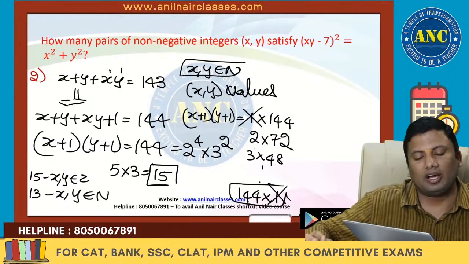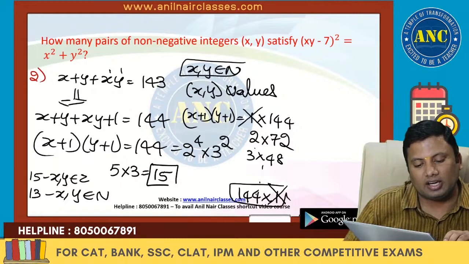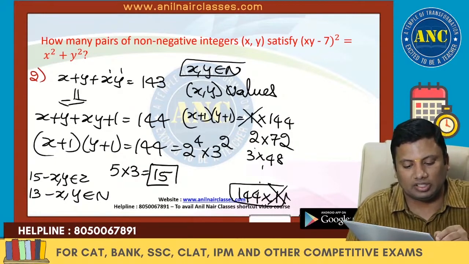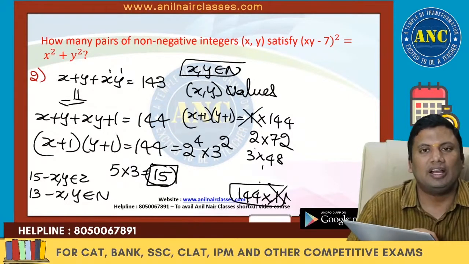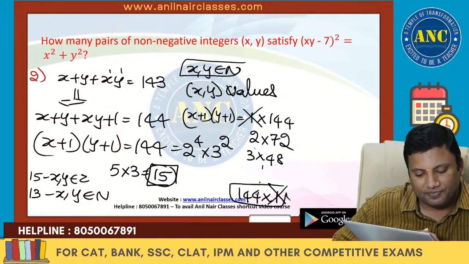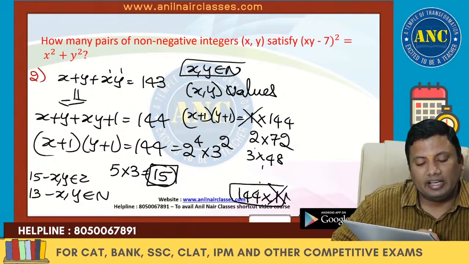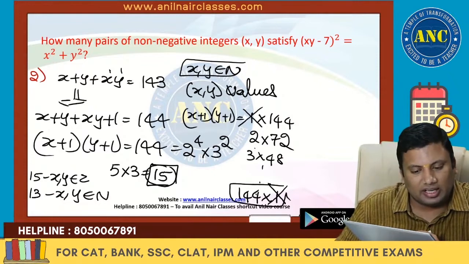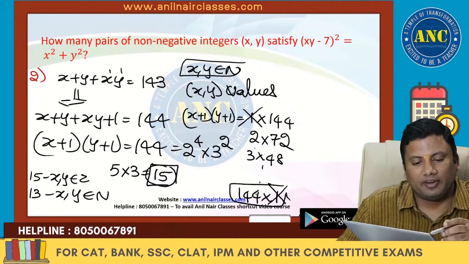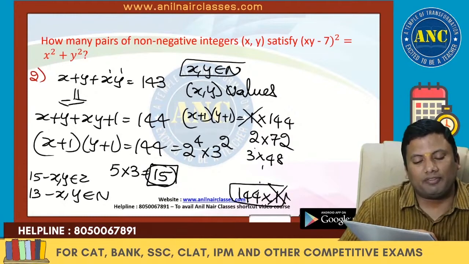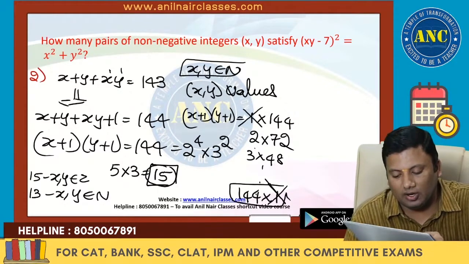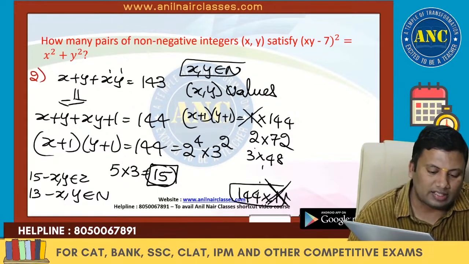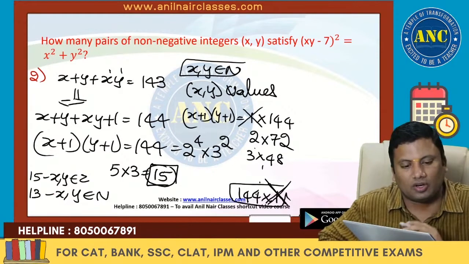If x and y are natural numbers, x cannot take 0, y cannot take 0. We got the answer 15 when x and y are integers. Out of this, if x plus 1 is 1, the x value will be 0. That is not possible. So if x is 0, y will be 143. X cannot take 0, y cannot take 0. So the answer is 13. I hope this is also clear.